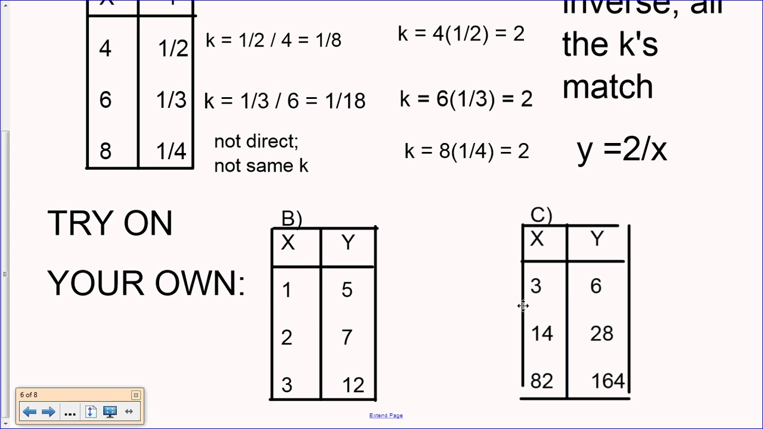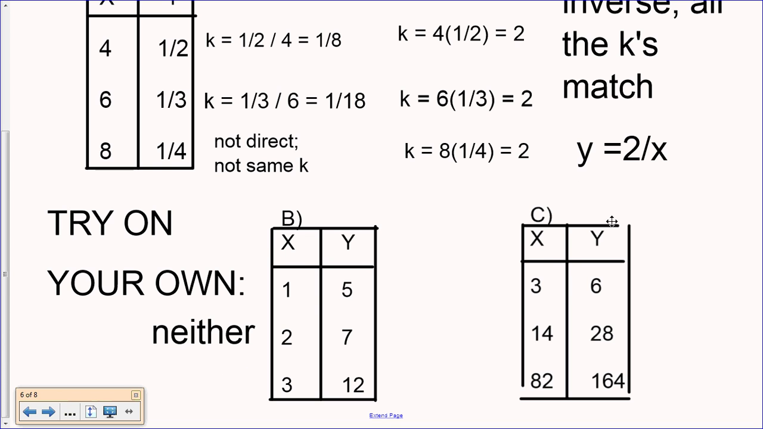So, now you've done B and C. If you look at B, you had to pick one to start with. Didn't really matter which one you wanted to start with. But when you do it, you actually end up not getting the same k for direct, and not getting the same k for inverse either. So this one, B, is actually neither.